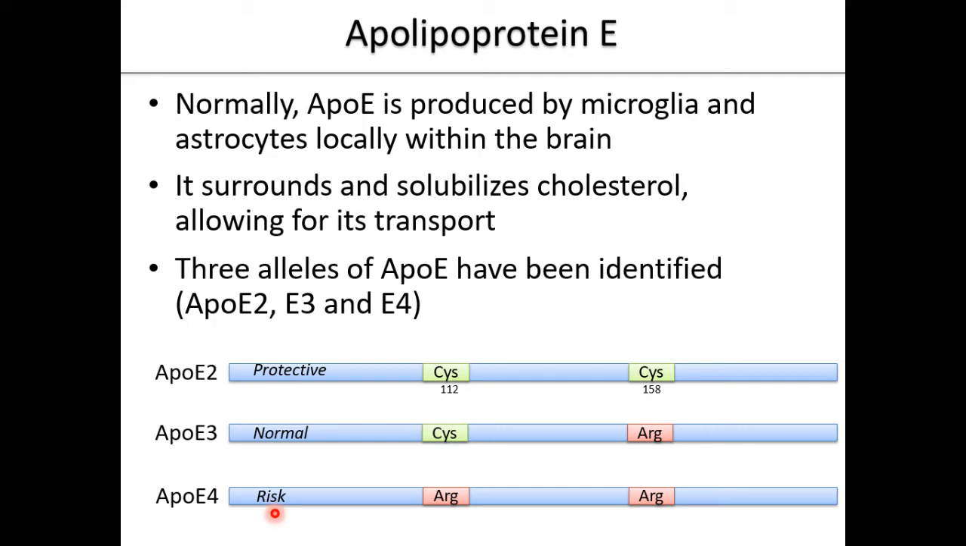This puts you at an increased risk, where we have a switch in one of the amino acids from cysteine into an arginine. If you are one of those really, really rare individuals that have ApoE2, and you have 2 copies of ApoE2, you're actually protected from developing Alzheimer's disease. Doesn't that sound great? Would you want to have ApoE2?